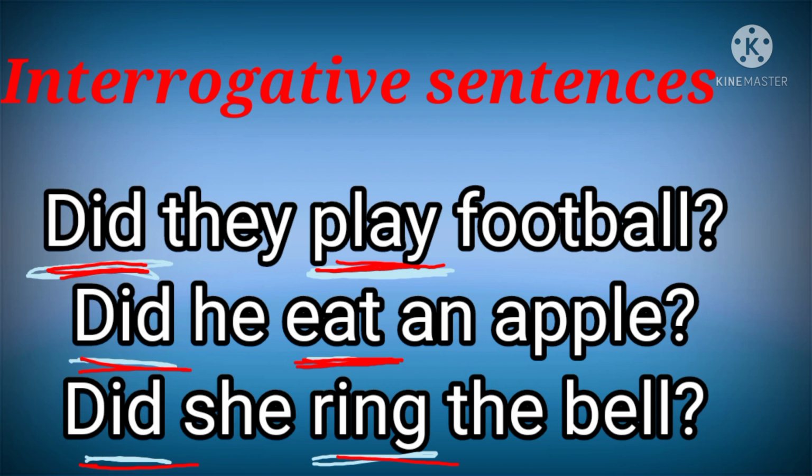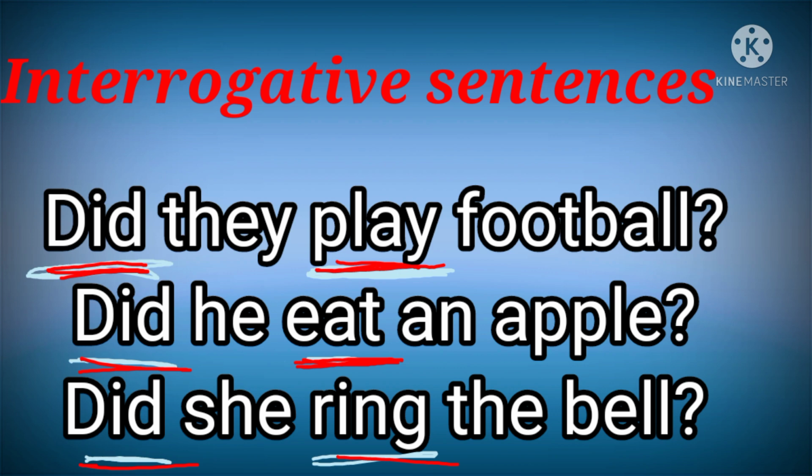In simple present tense, we use do or does in order to form questions and negative sentences. In a similar way, in simple past tense, we use did in order to form questions and negative sentences. Did they play football? I told you that we will be using verb two of verbs in simple past tense. So why did we use play here? Because already we have used did. Did play is equal to played.